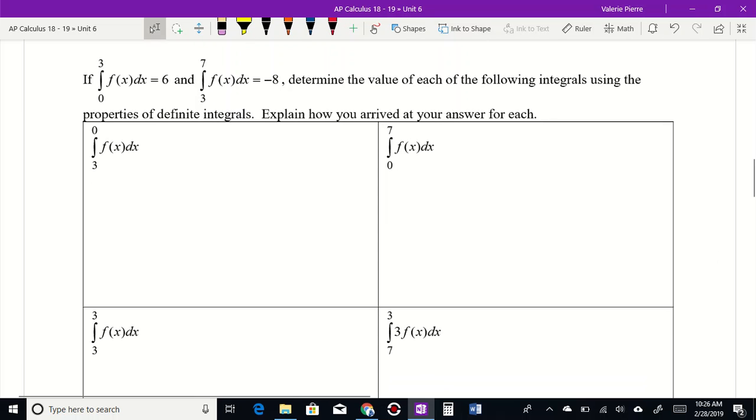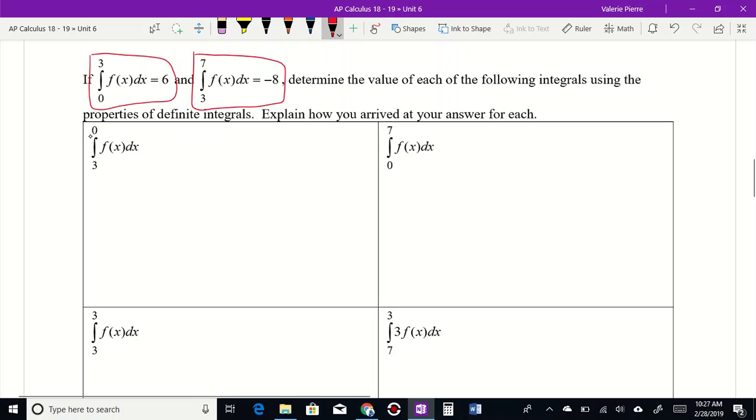So now let's use some of these properties. If we know that the integral from 0 to 3 of f of x dx is equal to 6, and we know that the integral from 3 to 7 of f of x dx is equal to negative 8, we want to determine the value of each of the integrals using the properties of definite integrals. All right, and we're going to explain by showing our work.